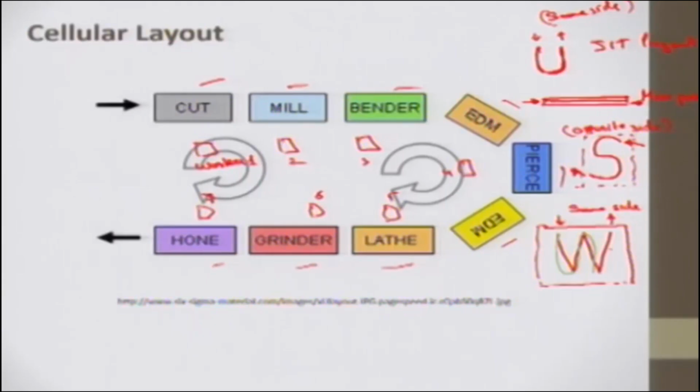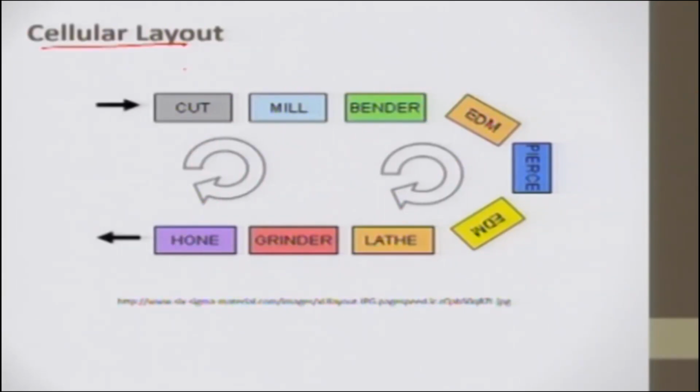So this is a W kind of pattern here. In cellular layout, every cell contains a group of machines which are dedicated to the production of part families. One of the problems is to identify the part families, that is the group technology, how to group the part families, and these layouts are also called group technology layouts obviously.